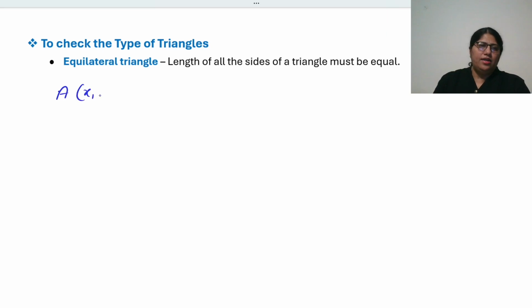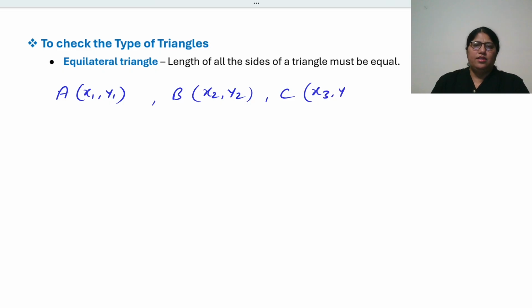So if I'm having x1, y1, this is the first coordinate. Then they'll give you the second vertex coordinate x2, y2, and the third coordinate, which is x3, y3. Now, for an equilateral triangle, you all know that the lengths of the three sides should be equal. So please draw it, you'll understand here. If I draw a triangle which needs to be equilateral, that means all three sides must be equal. So here if I mark ABC, what do I need to check?